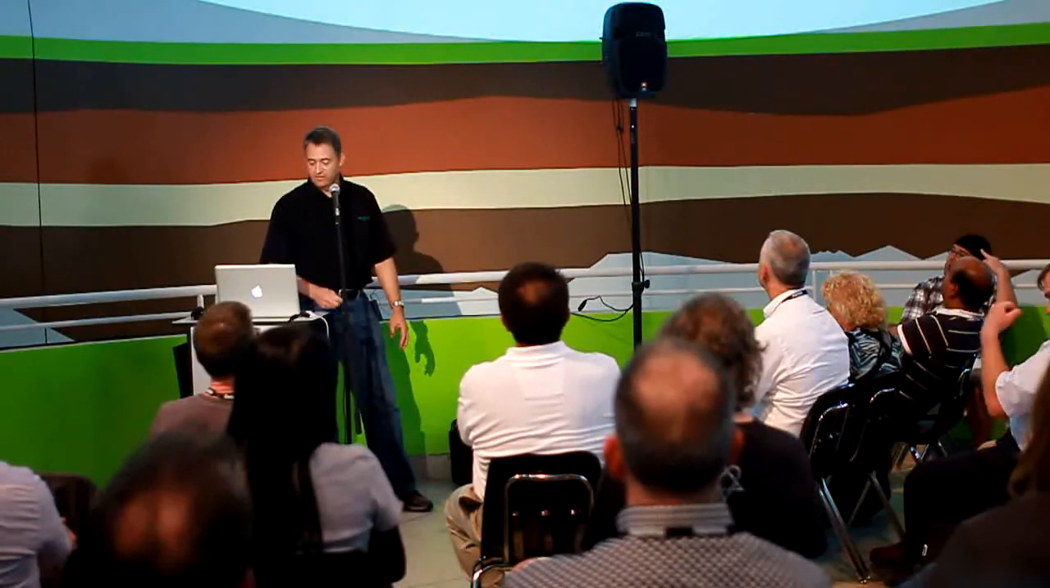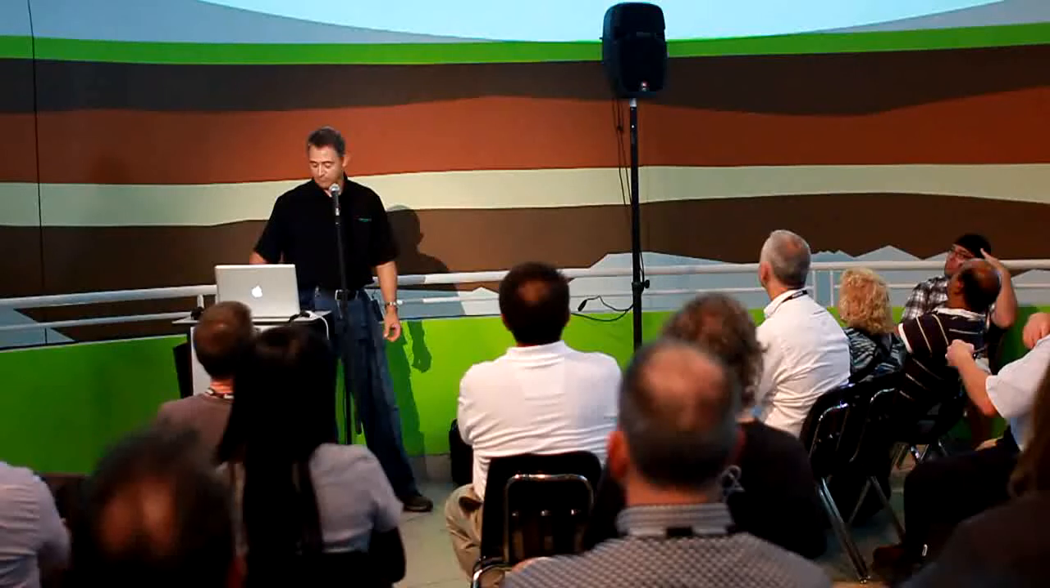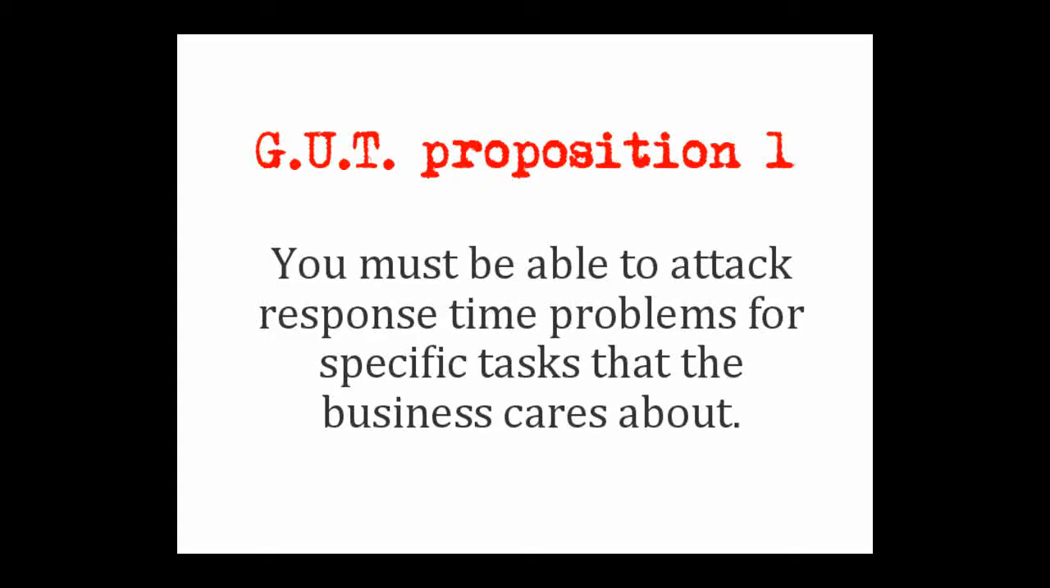So this is the suspenseful thing that you're going to have to wait and see. So part one, I want to talk about what I'm calling the grand unified theory propositions. So here we go. Next slide. My proposition is that there are two types of performance problems in this world. There are response time problems, and two, there are inefficiencies that aren't response time problems. So therefore, my grand unified theory proposition number one is this. You must be able to attack response time problems for the specific tasks that the business cares about.